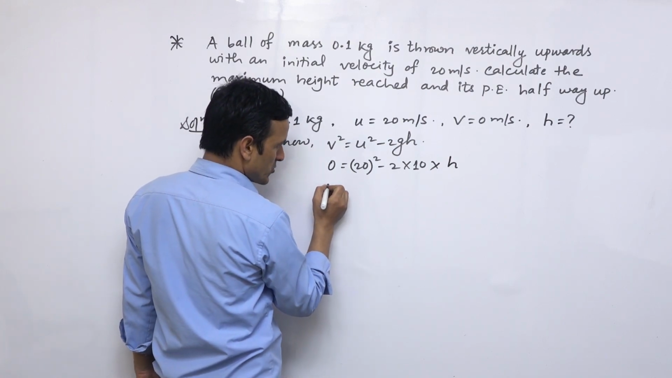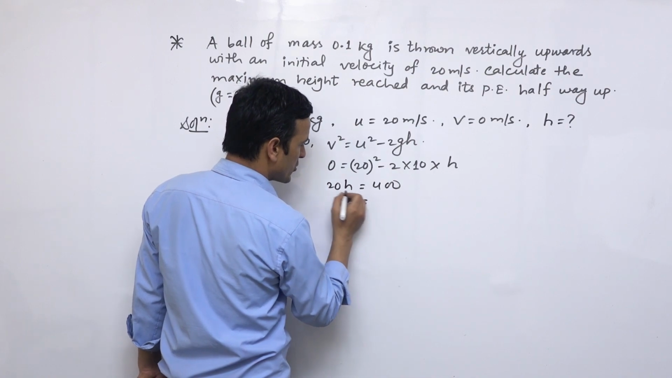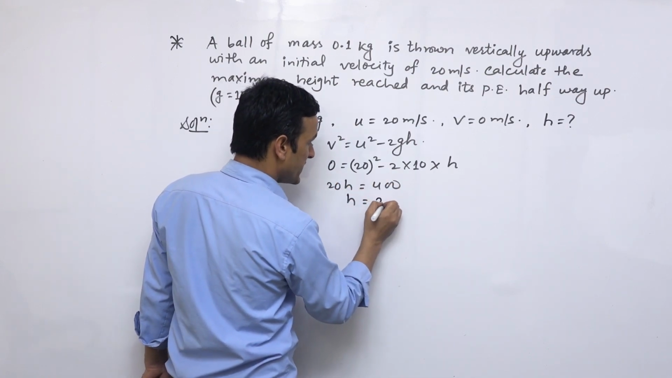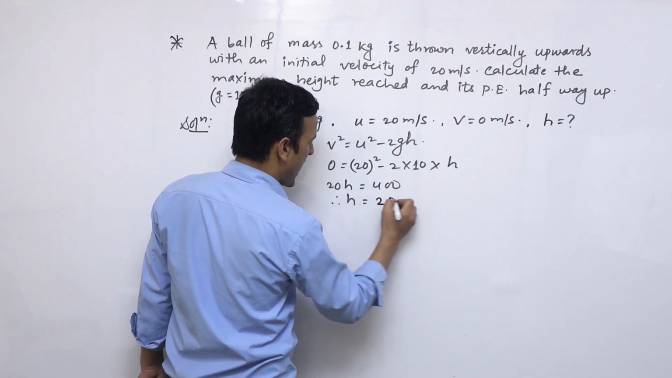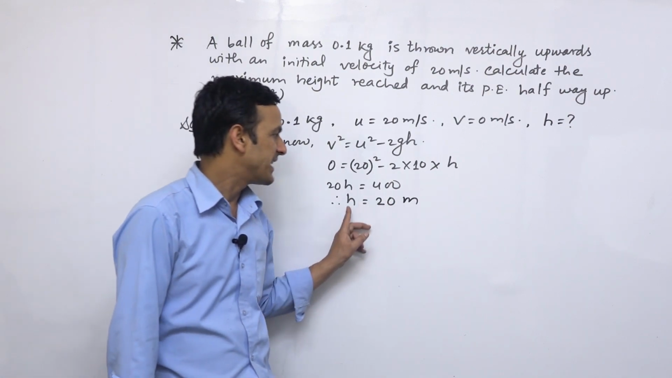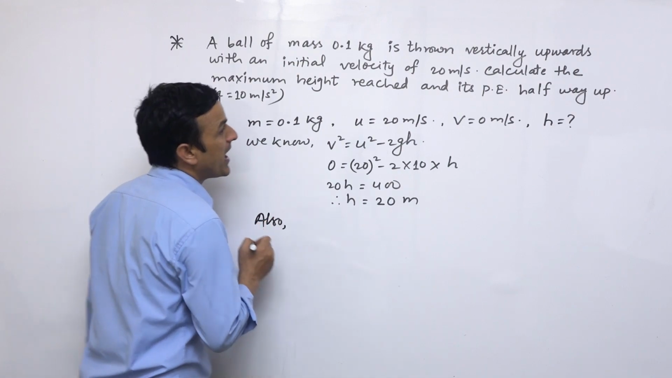So 20H is equal to 400, then H is equal to 400 divided by 20, which means it is 20. So height is 20 meter. So this is the formula. Height is 20 meter. And also we have the second part.